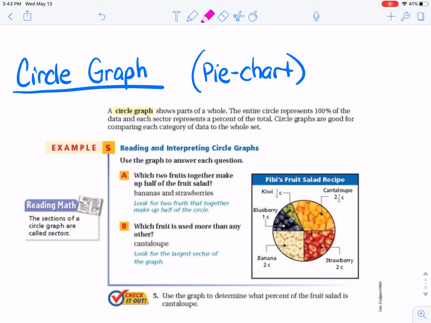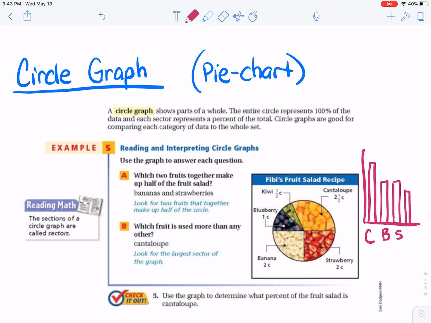I could have done the same thing with a bar graph, and you would have seen, okay, cantaloupe is up here. Let me get rid of my highlighter. If I had a bar graph, okay, so cantaloupe could be up here. Next, bananas and strawberries have the same amount. Then I've got blueberry, and then I've got just a little bit of kiwi. So you could do a bar graph. It is possible. You would not do a line graph. A line graph does not, again, this has nothing to do with time. You're not breaking up anything with time.